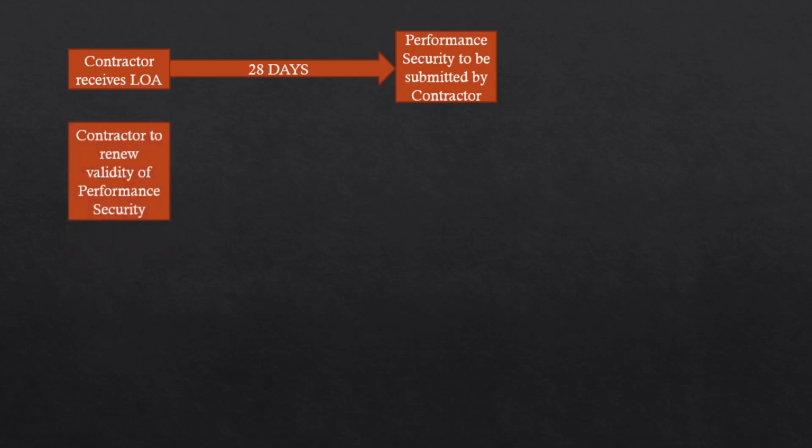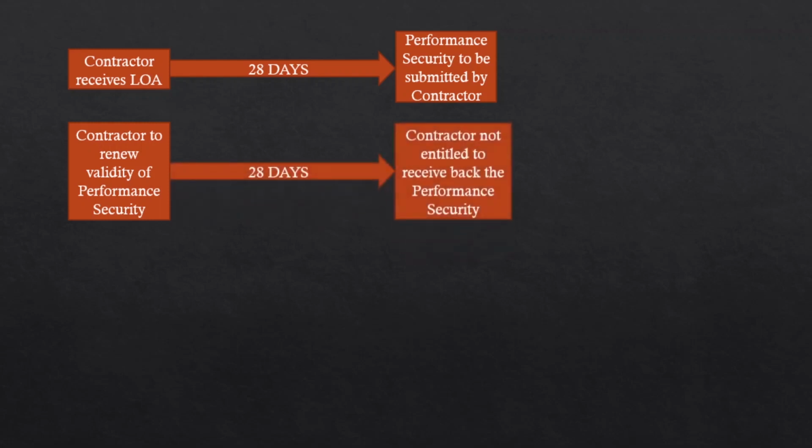Now next is the contractor to renew the validity of the performance security. The performance security will have a validity date. So within 28 days before the validity date, if the contractor is sure that the works will not be completed and the performance security will not be received back from the employer, then he needs to renew it to a new date depending on the new completion date.